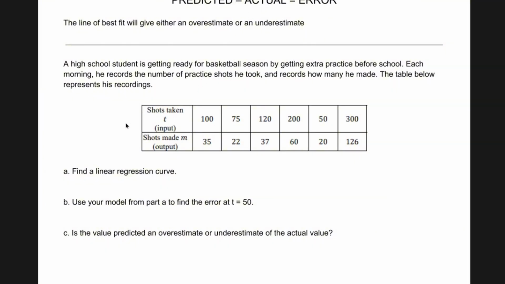Okay, so how much am I going to need to do in a calculator? I should be able to do A and B with the calculator and come back and then answer C based off of all that information. So a high school student is going to get ready for a basketball season. Each morning he records the number of practice shots he took and records how many he made. The table below represents the recording. So let's run to our graphing calculator and type in all of that information and see what we get.